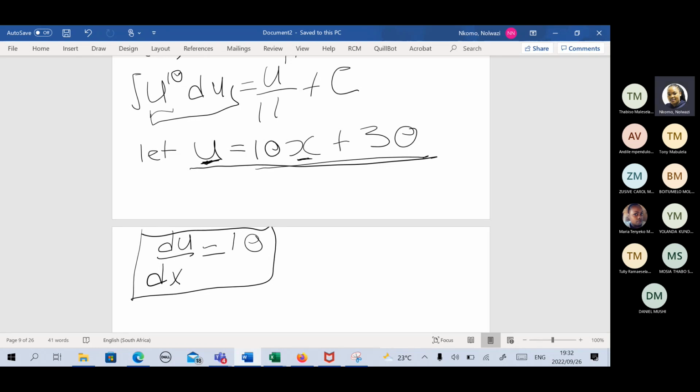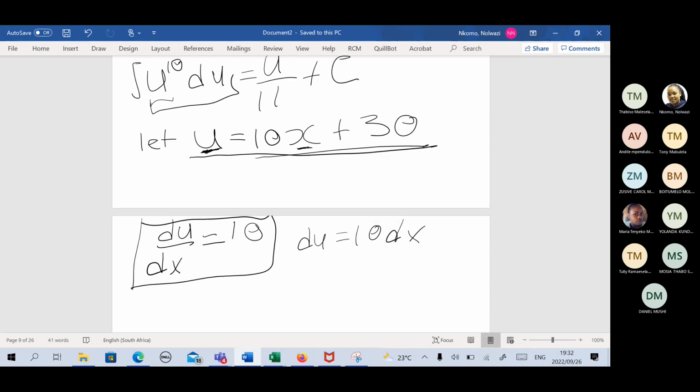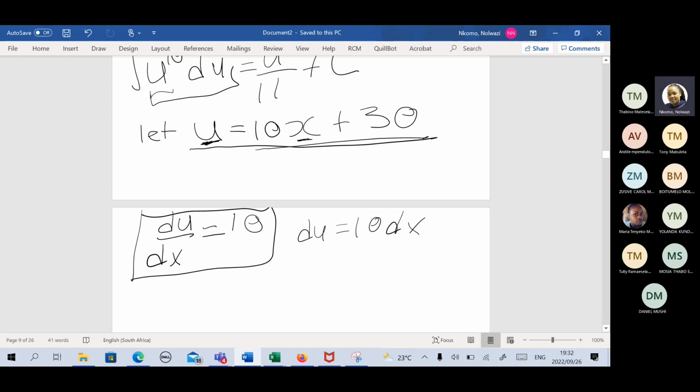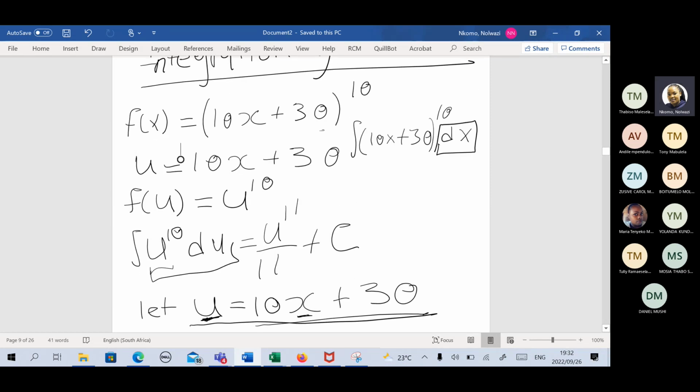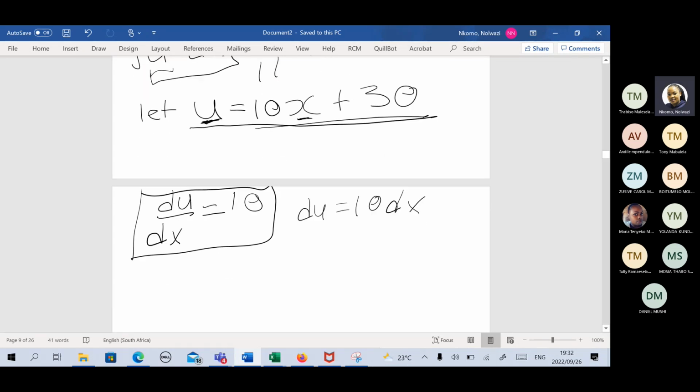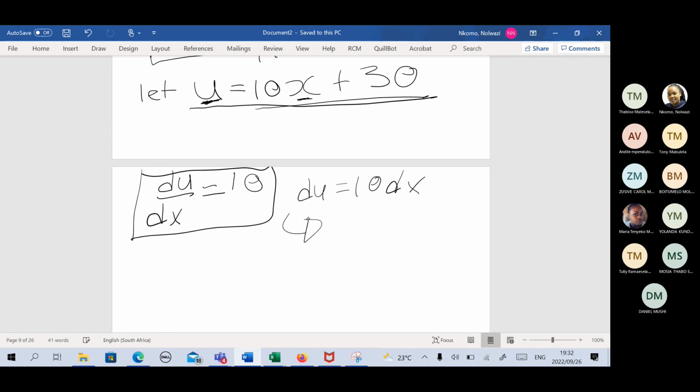Ne? And if we solve for du here, we will obtain du is equal to 10 dx. Ne? Then, yeah, we'll get 10 dx. Ne? But here, our original function doesn't have 10 dx. It has dx. So this means dx is equal to du over 10.